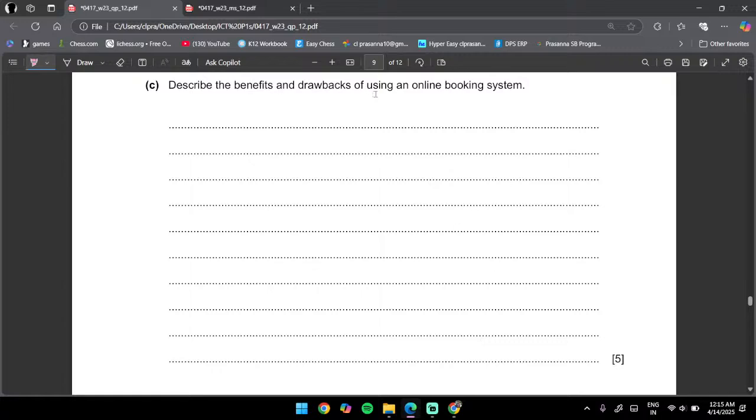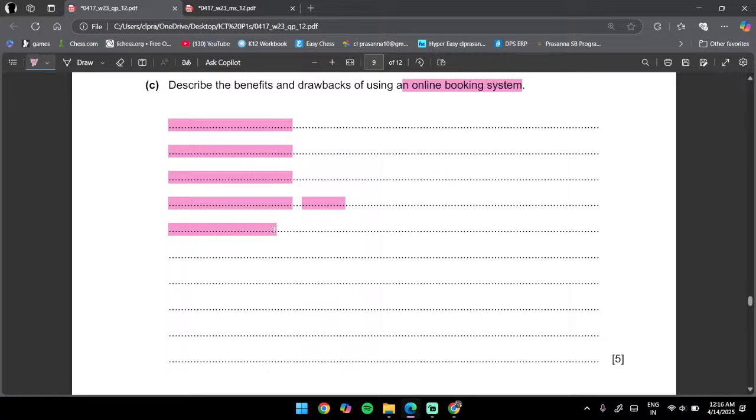Describe the benefits and drawbacks of using an online booking system. Okay, 5 marks. Rarely get to see 5 marks. I mean, it's better than 6 marks, so yeah. I think I would say you can book 24/7. It's easier to book and to cancel. That's two. You do not need to wait in long queues, so it saves time and it saves money of traveling.